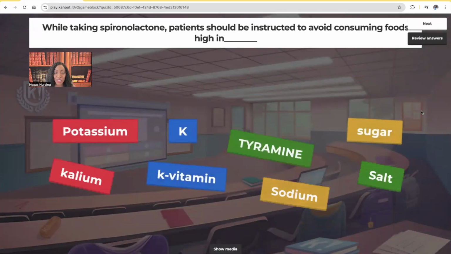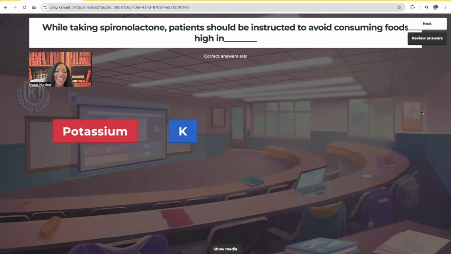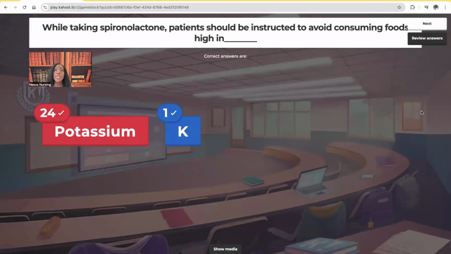Potassium, tyramine, sugar, salt, vitamin K. Potassium, guys. Potassium. Spironolactone is a potassium sparing diuretic, right? That S in spironolactone stands for sparing. It makes you hold on to potassium. So you're going to teach a patient to avoid foods that are high in potassium because you're already holding on to potassium. And again, for the millionth time, potassium has a very narrow therapeutic range, 3.5 to 5.